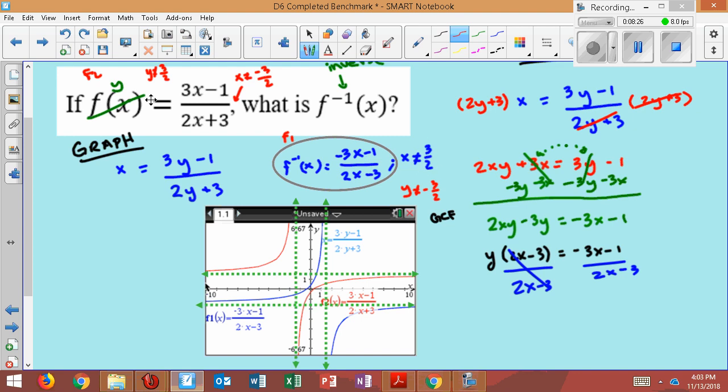So that's 3 different ways. So by switching, you might be going, what are the 3 ways? There's algebra, there's the graphing, and then finally there was the switching from the asymptotes to the x's and y's.